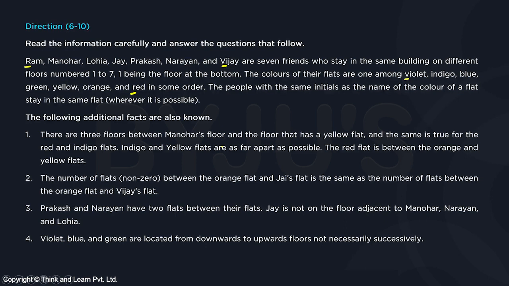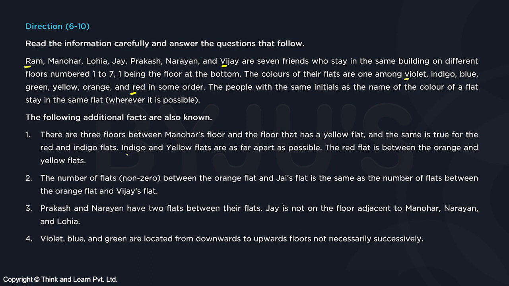Now, the following additional facts are also known. There are 3 floors between Manohar's floor and the floor that has a yellow flat, and the same is true for red and indigo flats. Indigo and yellow flats are as far apart as possible. The red flat is between the orange and yellow flats. The number of flats between, which is non-zero, the orange and Jay's flat is the same as the number of flats between the orange flat and Vijay's flat. Prakash and Narayan have 2 flats between their flats. Jay is not on the floor adjacent to Manohar, Narayan and Lohia. Violet, blue and green are located from downwards to upwards floors, not necessarily successively.